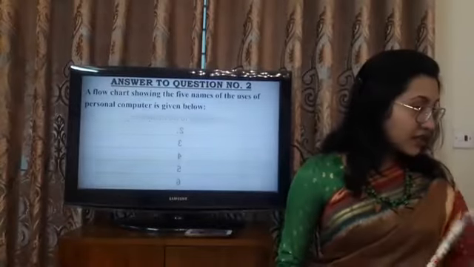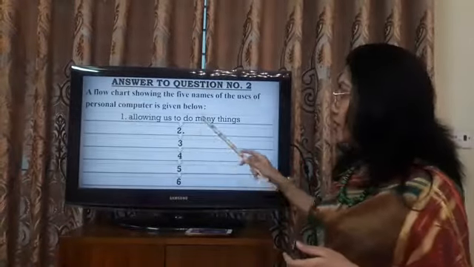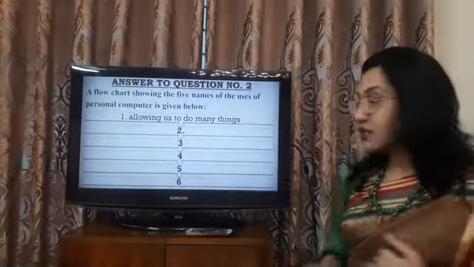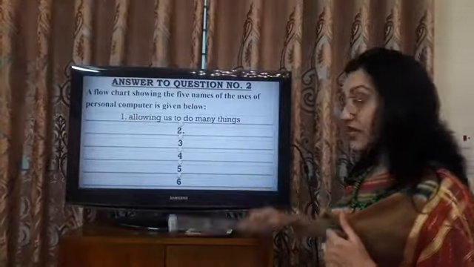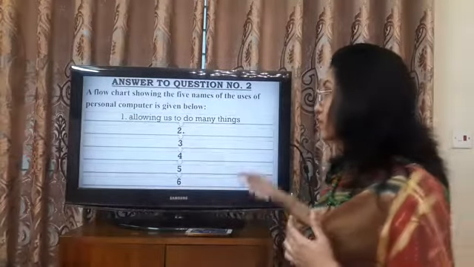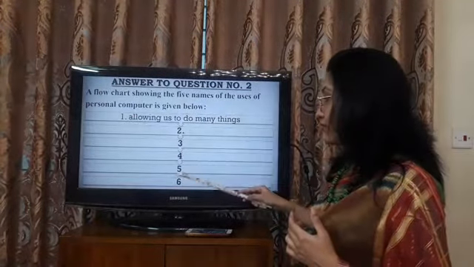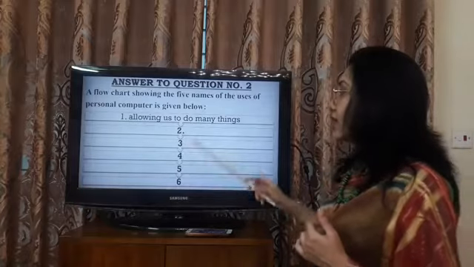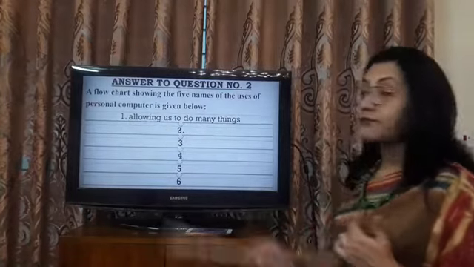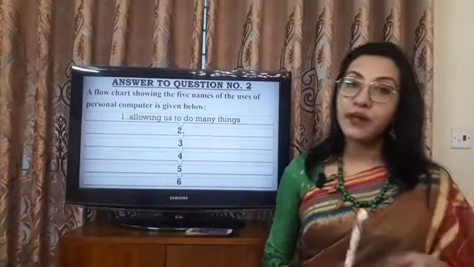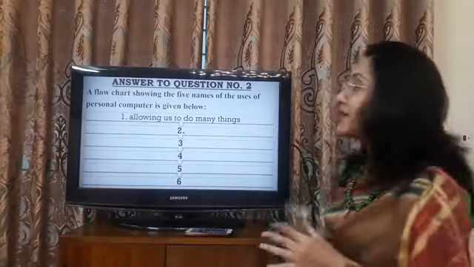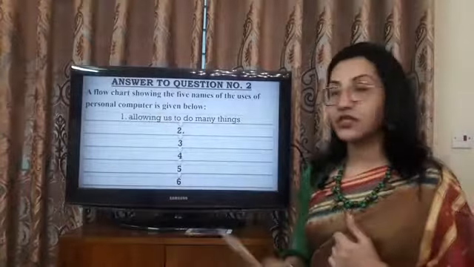We are going to draw 5 boxes. We are going to give the numbers 1, 2, 3, 4, 5, 6. We have to use arrows. 1 2 3 4 5 6, see, arrows are given, and we have written the first point that is already given in the question.